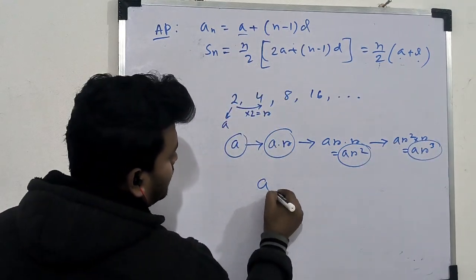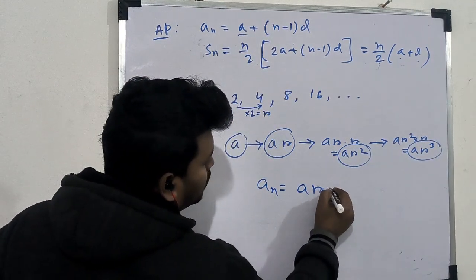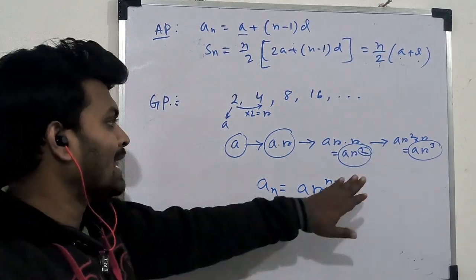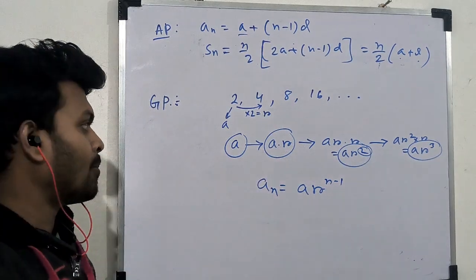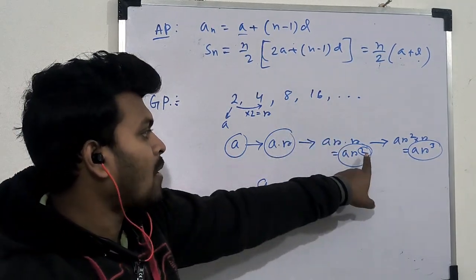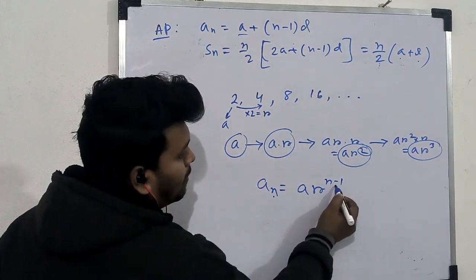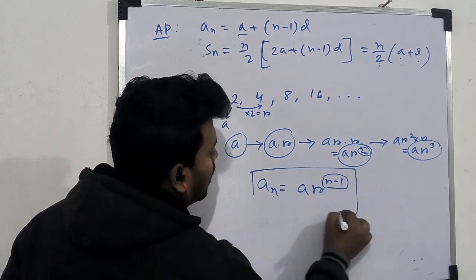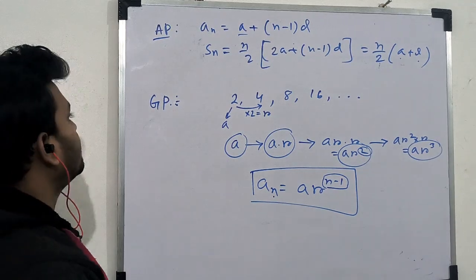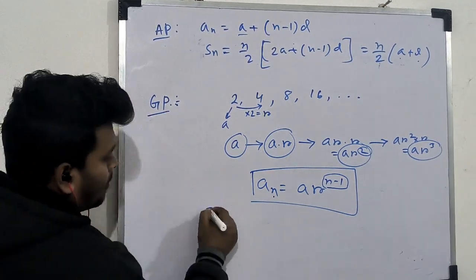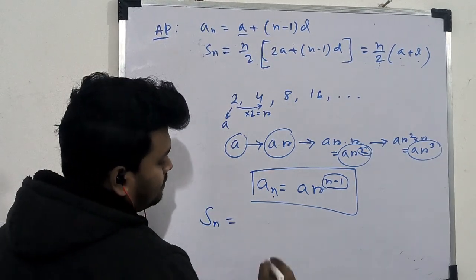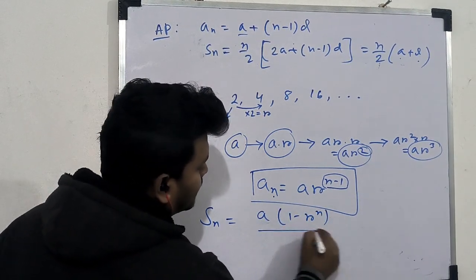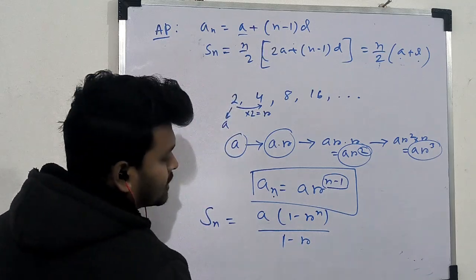So you see, the nth term will be first term into common ratio to the power n minus 1. So the power is 1 less than the term. Which term? This is the third term, and this power is 2. So therefore for the nth term, the power of this common ratio will be n minus 1. So this is the formula to find the nth term of a GP series, and the sum Sn will be a into 1 minus r to the power n divided by 1 minus r.